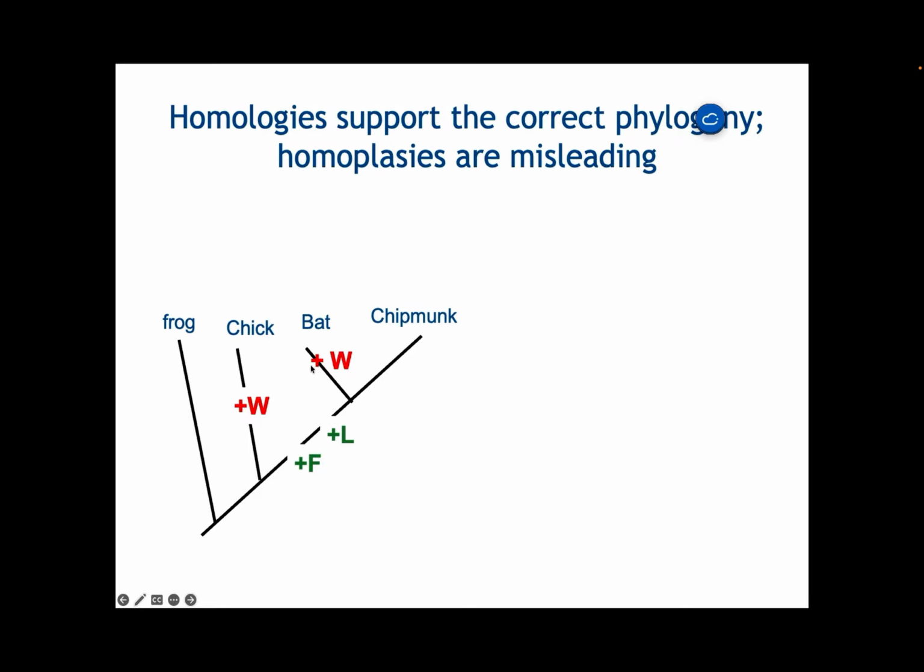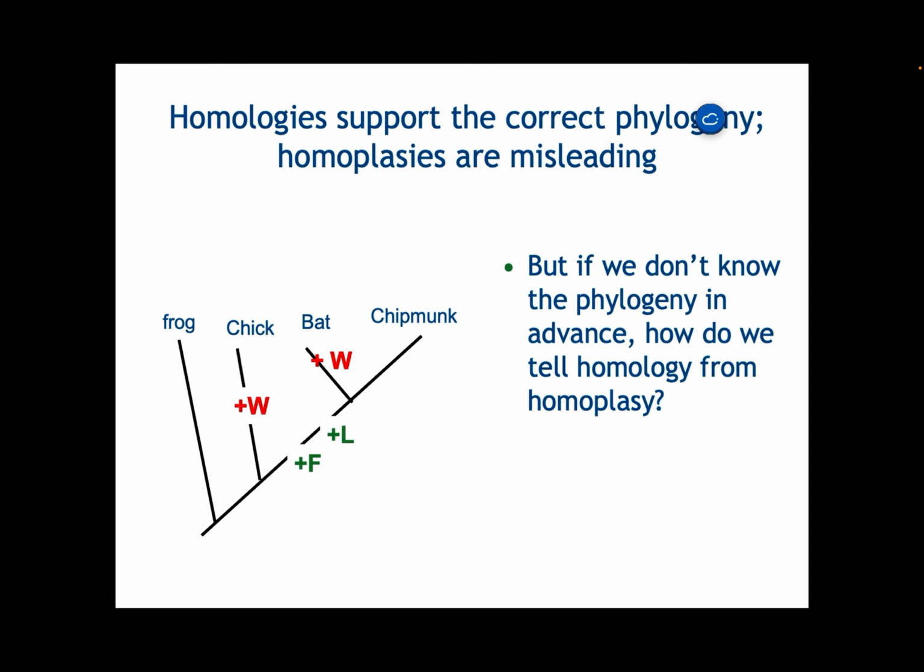So the fact that chickens and bats both have wings doesn't mean that chickens and bats both inherited wings from their most recent common ancestor. Instead, we think that wings must have evolved once in each of these lineages. So wings in this example are an example of convergent evolution. And if we had known that at the beginning of the class, then we wouldn't have looked at wings in the first place. So it's easy to say that in hindsight.